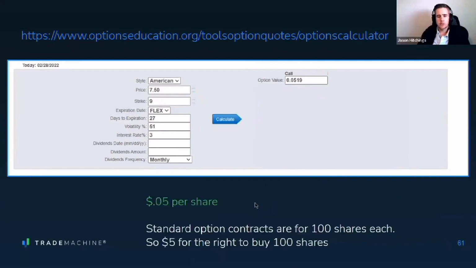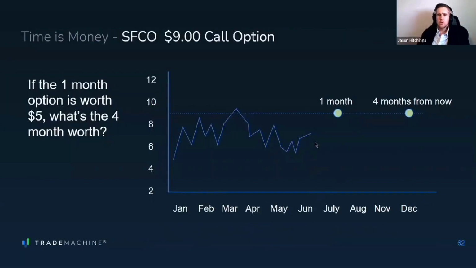Okay, so 5 cents, but it's 5 cents times 100 because it controls 100 shares. So they're saying that this option that we just talked about has $5 of value in it in terms of what the option models think is a fair price for this thing. Okay, so 27 days, it's about a month. So you're saying the calculations, the statistics are saying that if you spent $5 on the chance of this stock going above $9 and capturing all the value above $9 between now and a month from now, that would be a break-even investment. That $5 is about what this is worth.